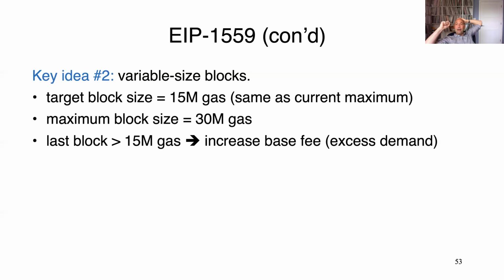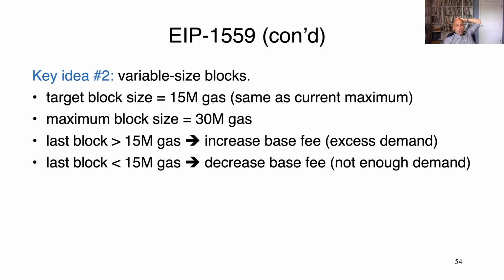Now, if we see a block that's bigger than the target, and there's plenty of room to be bigger than the target, so we see a block with, say, 20 million gas worth of transactions, that's a strong signal the base fee is too low and we need to make it higher, so that the next block is more in the realm of the target of 15 million gas. Okay, so variable size blocks. Again, it's nice to have the additional flexibility, anyways.